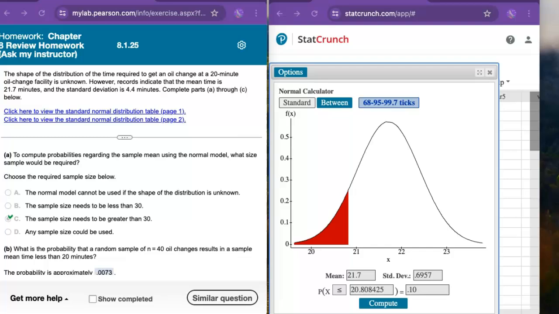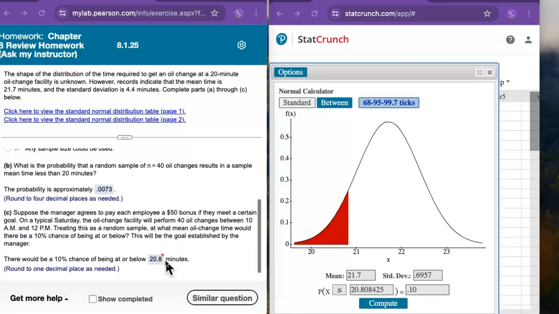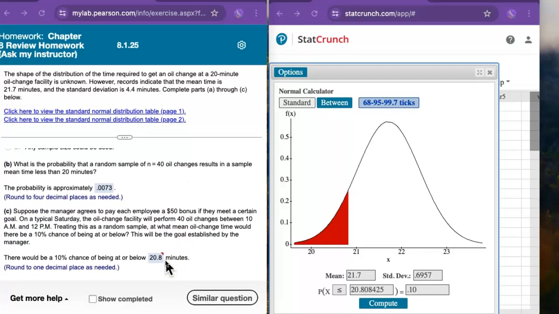So the first question says, to compute probabilities regarding the sample mean using a normal model, what size sample would be required? And that is correct. The sample size needs to be greater than 30 in order to use a normal distribution. So in question B, we have a sample that's greater than 30. We here have a sample of 40.